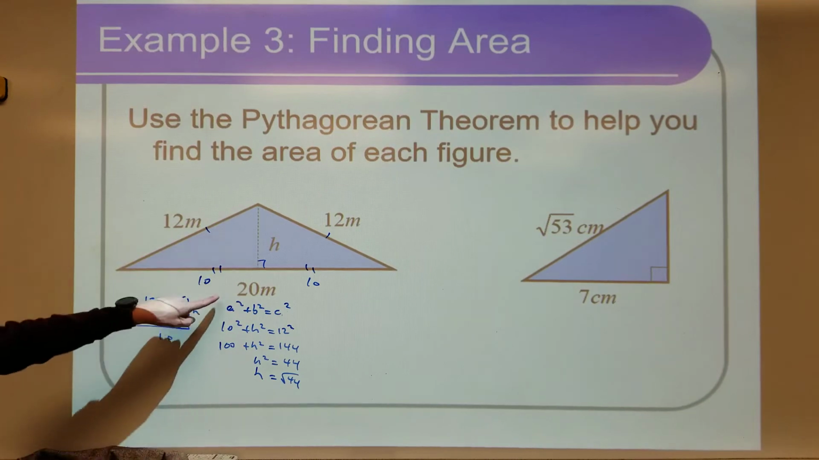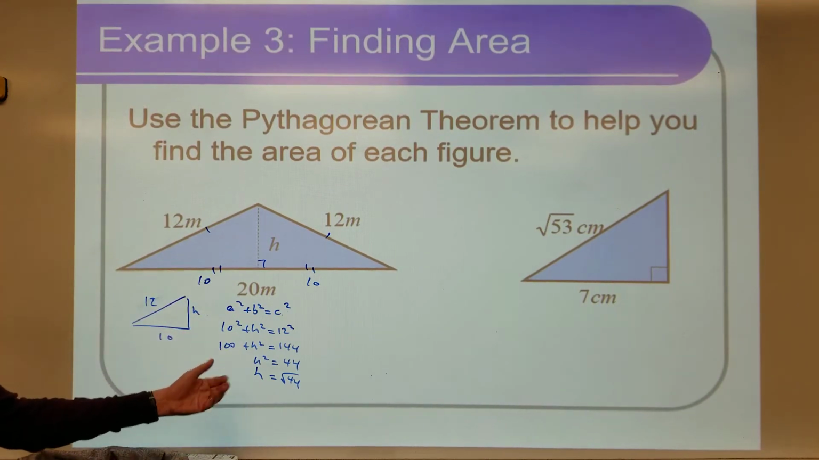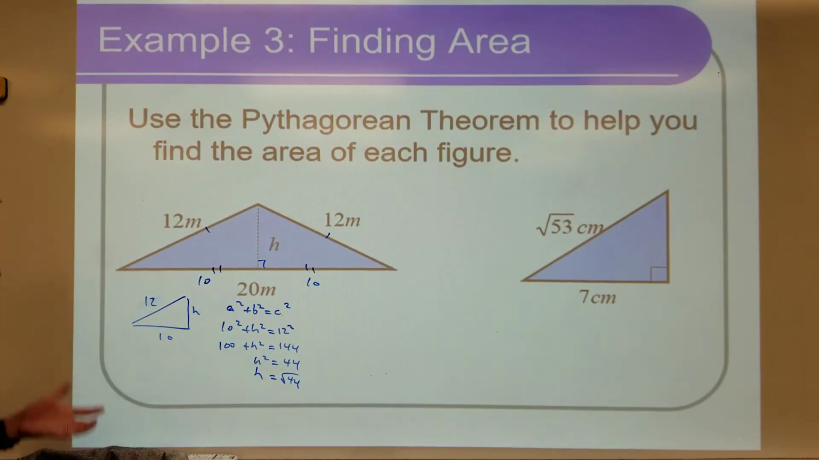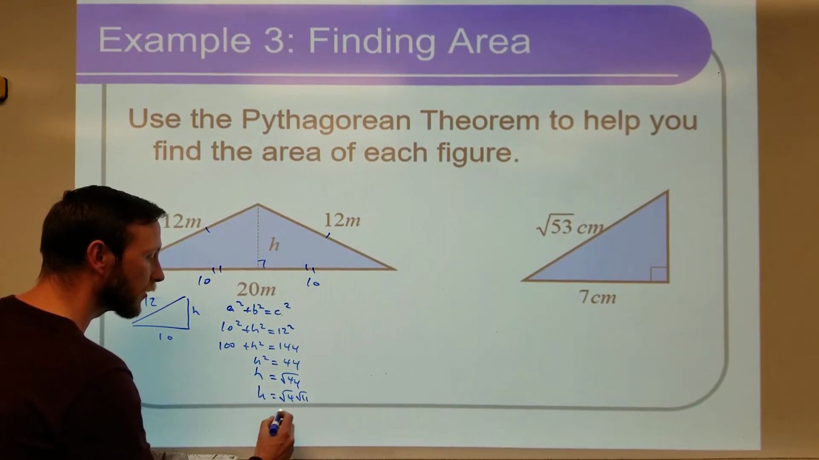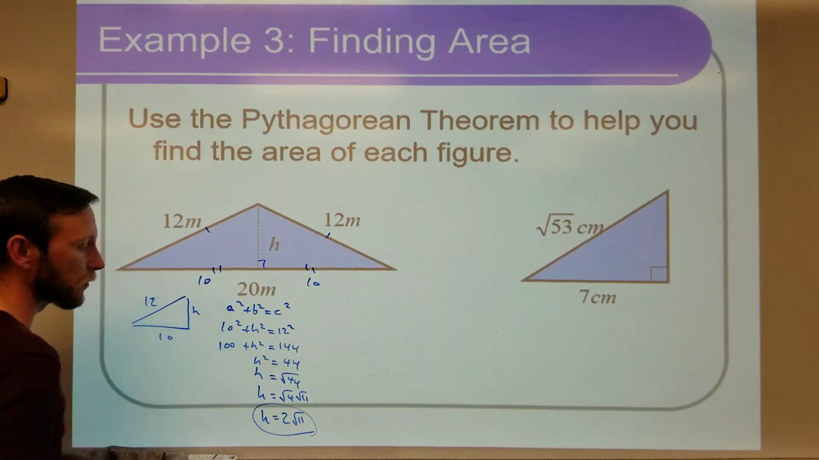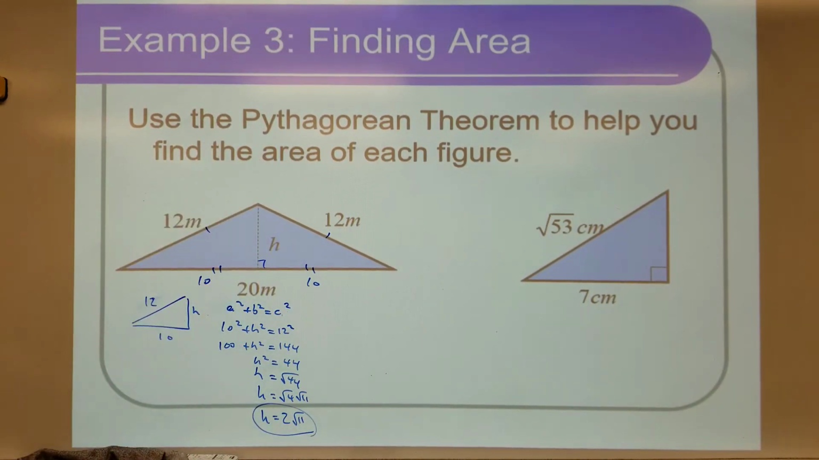Generally speaking, I would expect five steps, but here we have additional work to do. Taking the square root of 44 is the square root of 4 and the square root of 11, so the height in this case is 2 times the square root of 11. That's not the answer to the question. The answer to the question is, what's the area of this figure?